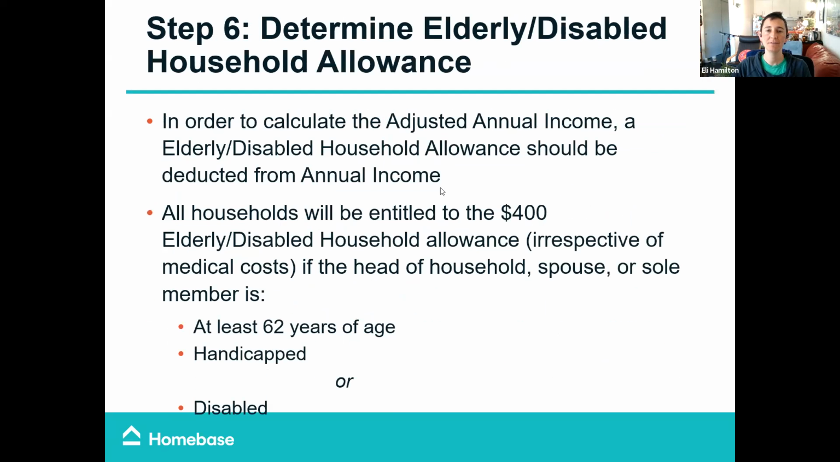And then we have the elderly or disabled household allowance. Actually, this is something we should have caught for the last household as well. They would have had the $400 disability allowance as well, which I didn't catch, because the spouse or head of household, whichever Betty is, had a disability. But this is just a straight allowance, not related to expenses. If the head of household or their spouse is at least 62 or has a disability, then they get this straight $400.